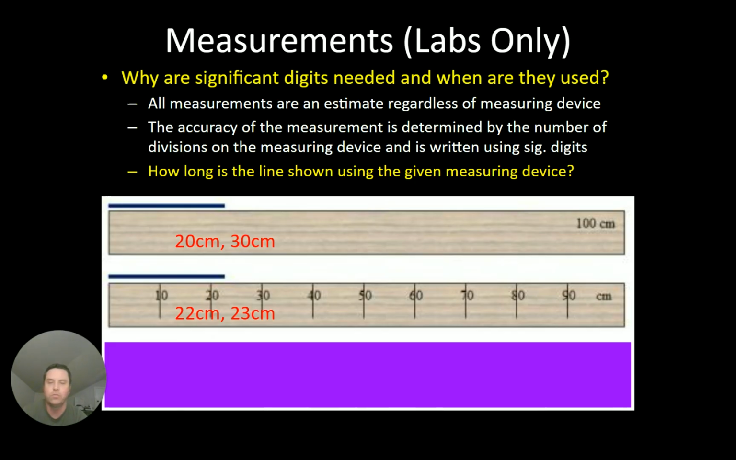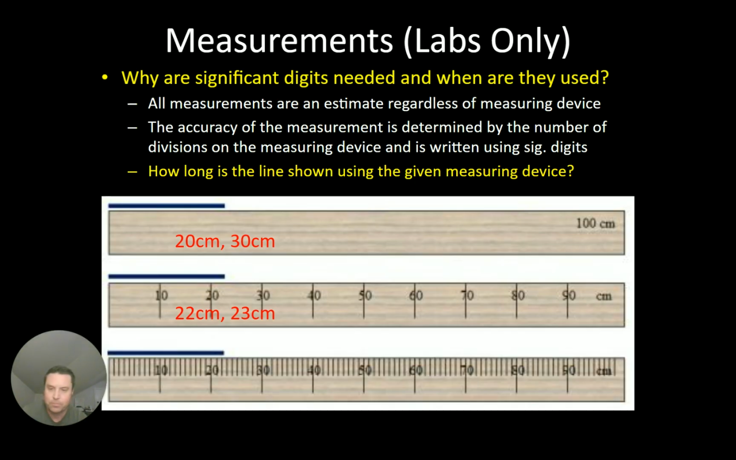You might say 22, I might say 23. We're both right because there's no markings. So we can't argue over that. Could be 22, could be 23. Now I take those 10 markings and I divide them into 10. I get millimeters. Now I can see that here's 20, 21, 22. It's between 22 and 23.